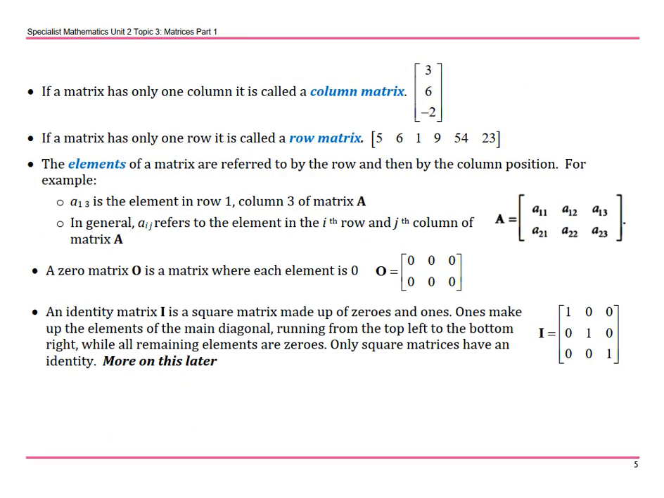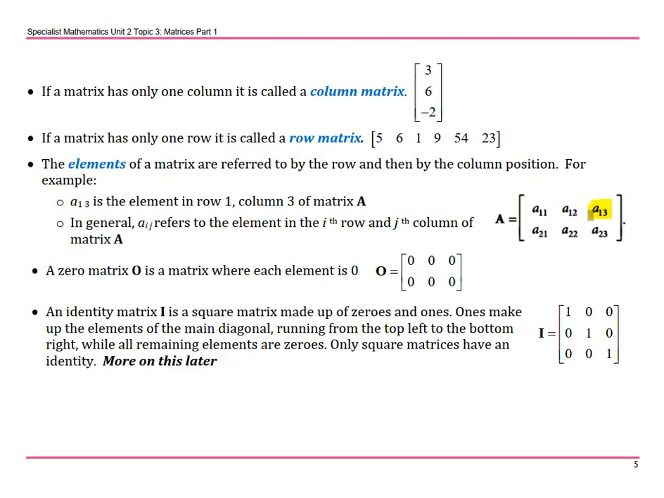If a matrix has only one column, it's called a column matrix. And believe it or not, if it has only one row, it's called a row matrix. Now, the elements of a matrix are referred to by the row and then by the column. Again, row then column. So A13 refers to row 1, column 3. You can see that A13 there. In general, Aij refers to the element in the ith row and the jth column of matrix A.